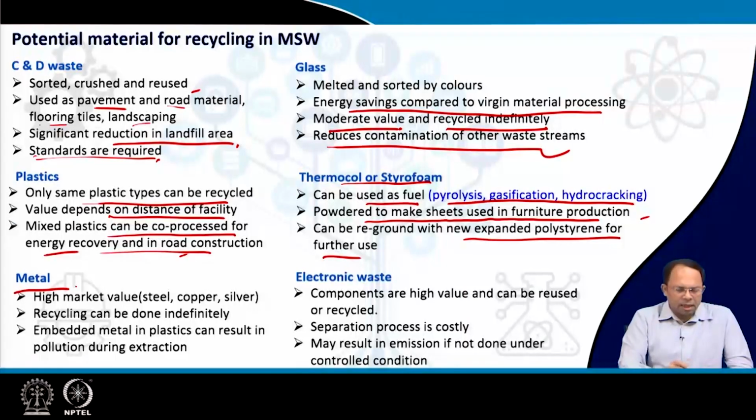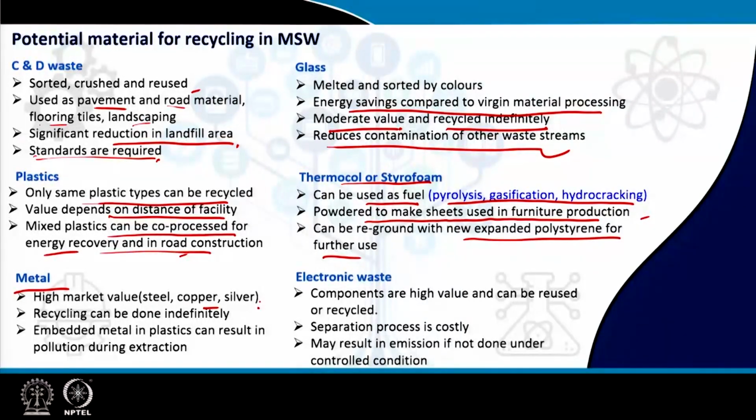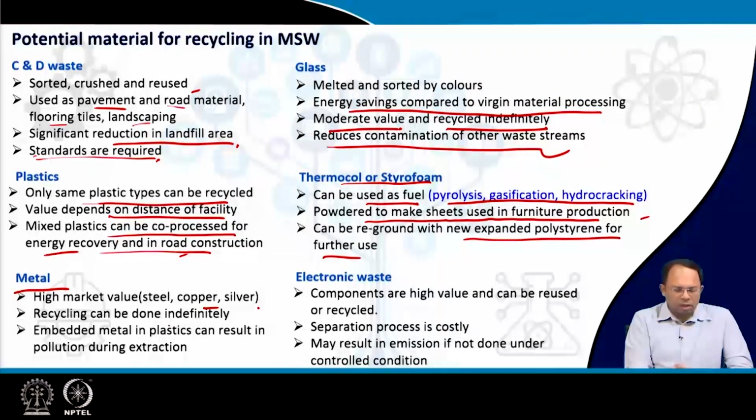Then coming to metals, all metals have got high market value: steel, copper, silver and so on. So if we can recycle them, we would be able to generate an adequate amount of money, and we can keep on indefinitely recycling them. But the problem is when metals are embedded in plastic, that means we have a metal container with a plastic lid. Then when you recycle and melt the metal, this plastic will also burn. That will contaminate that particular metal. So we have to be careful about waste which has mixed plastic and metal together.